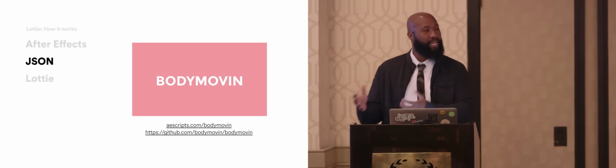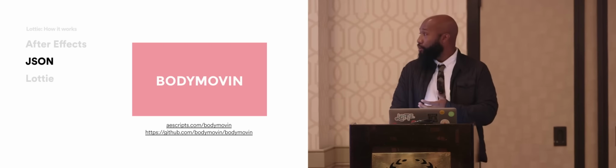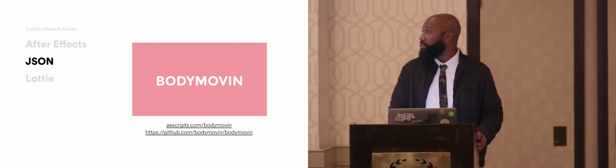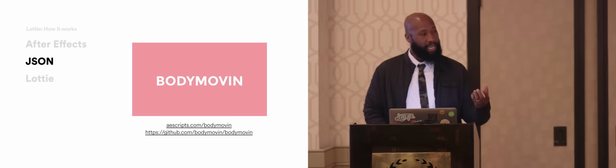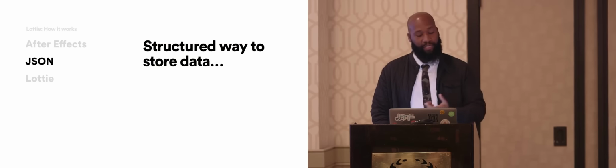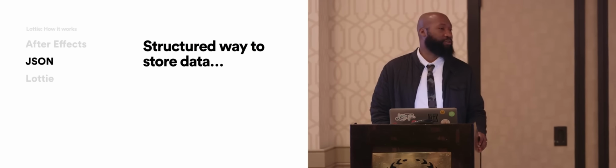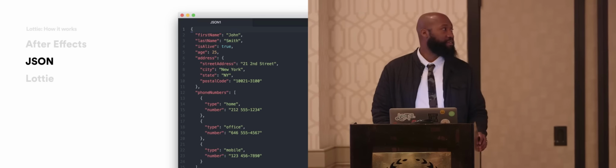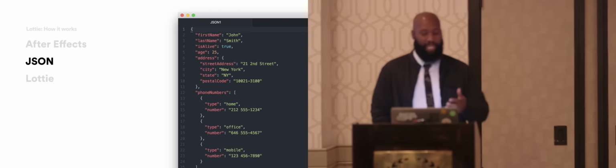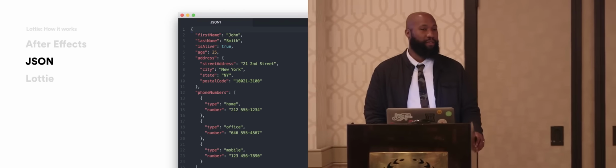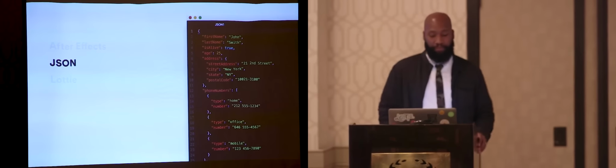The second part is you need to export them as data. So like I said earlier, Hernan Teresi is the creator of Body Movement, and it's how you get the animation data out of After Effects into a file. A JSON file is just a structured way to store data. Most of you already know this. This is a typical JSON file, right? First name, John, last name, Smith. It's just a way to have properties and their values.